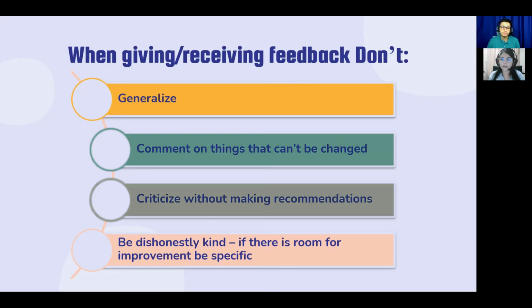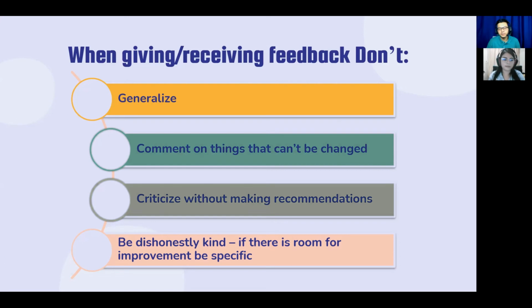The last don't is don't be dishonestly kind. If there is room for improvement, be specific. This happens when, let's suppose that a friend is observing your class. They can tell you, and this is like the experience that I mentioned before, you did great, it was an awesome class, you did an awesome job, things like that, right? But what you need is for them to identify something that you need to improve. So if there is room for improvement, please share it.